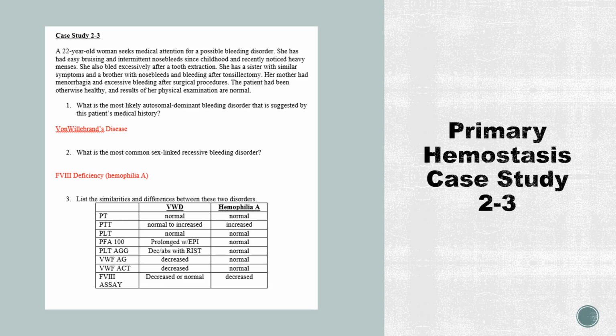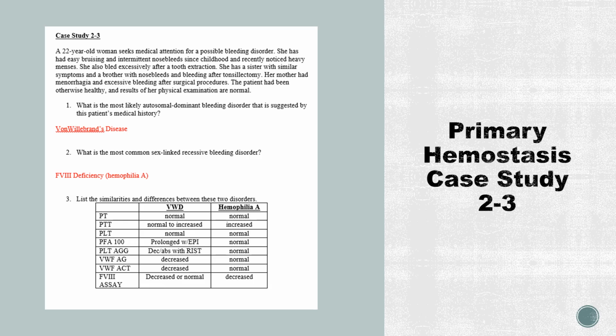All right, so the third question says, list the similarities and differences between these two disorders. So we know that von Willebrand and factor VIII are closely associated. In fact, von Willebrand and factor VIII are kind of like frenemies. They're kind of codependent. And in fact, factor VIII needs von Willebrand factor to help stabilize him or her. Like I said earlier, some of these factors get a little wily.